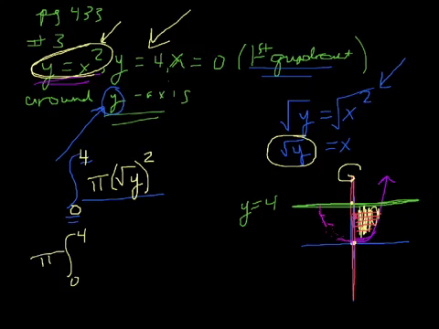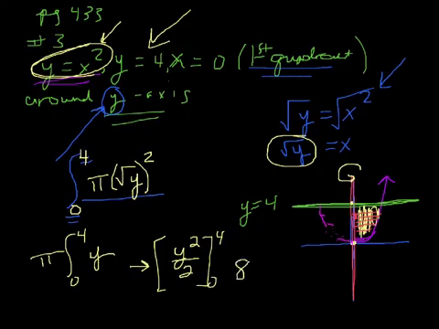I'm going to pull that pi out. Square root of y squared, it just gives me y. And so that gives me y squared over 2. Plug in your values of 4 and 0. 4 squared is 16. 16 over 2 is 8. When I plug in 0, I get 0. 8 minus 0 is just 8. I'm going to go ahead and put my pi back in there. So the answer to that one is 8 pi.